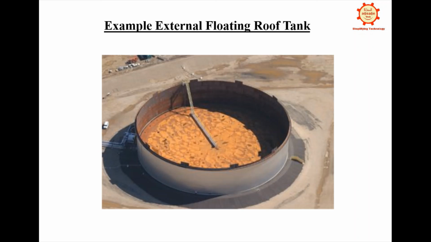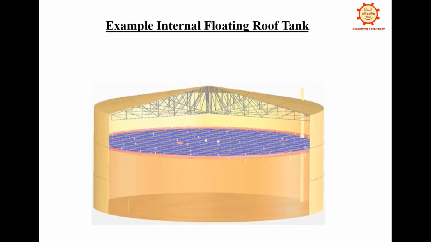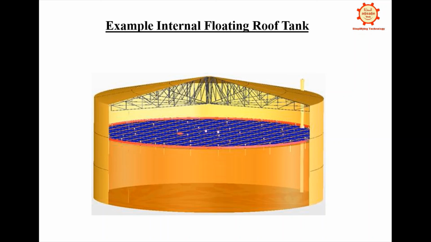Accordingly, with the fluid movement, the float on the fluid will move up and down. So you can see this internal floating roof: the bottom is fluid, and on that this is floated, and this is the roof, so it's covered. So it is internal floating, meaning under the roof there is a floater floating on the fluid. So it is an internal floating roof tank.